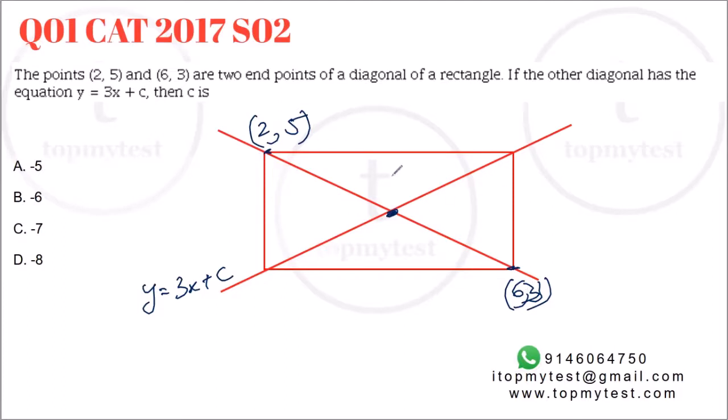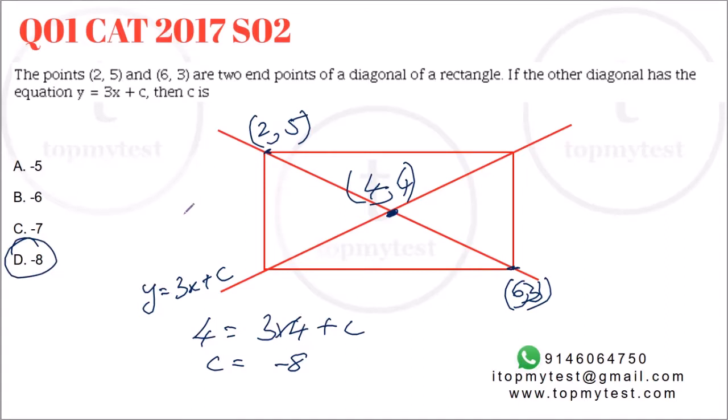What is the midpoint? 6 plus 2 divided by 2, which is 4. And the other one is 3 plus 5 divided by 2, which is also 4. So the point (4, 4) should satisfy this relation. Let's substitute this. So 4 equals 3 into 4 plus c, which gives you c is equal to minus 8. Option D. Under 1 minute in an exam situation. Job done.